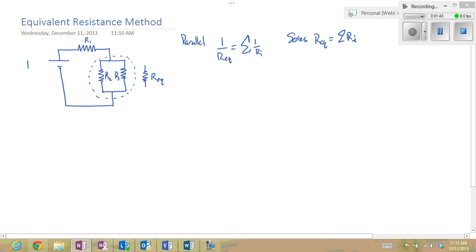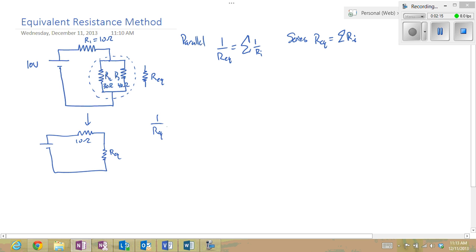Let's go ahead and do a 10 volt battery, and we'll say that R1 is 10 ohms, R2 is 30 ohms, and R3 is 40 ohms. So I want to think of this circuit in my mind as becoming a new circuit, which is 10 ohms and R equivalent. So let's find out what R equivalent is.